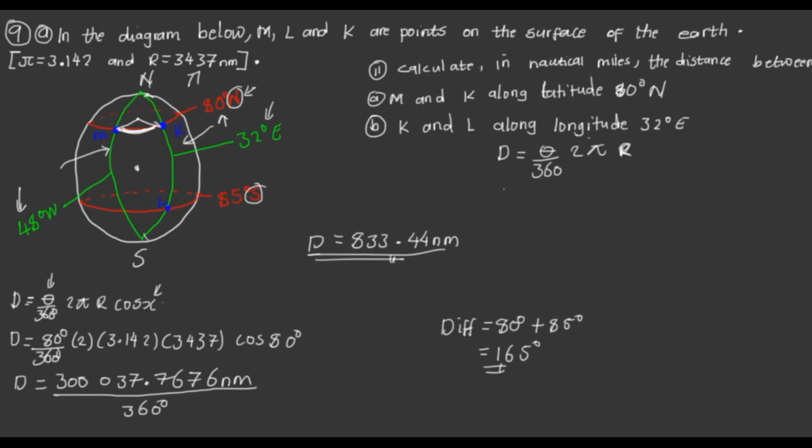So we can proceed. We have distance is equal to 165 degrees over 360, multiplied by 2 times our pi, 3.142, times our radius, 3437 nautical miles. So we can multiply the upper part. So 165 times 2 times 3.142 times 3437.